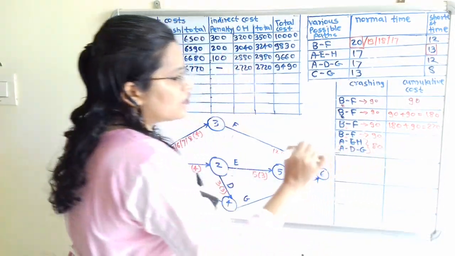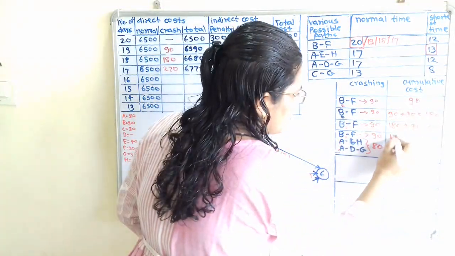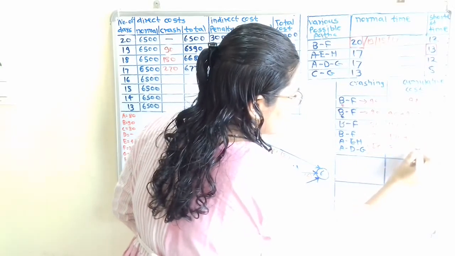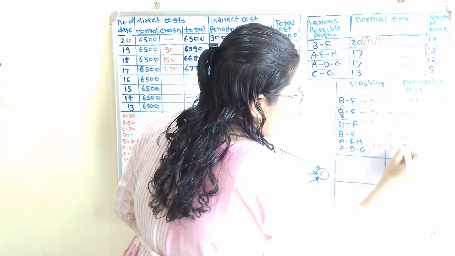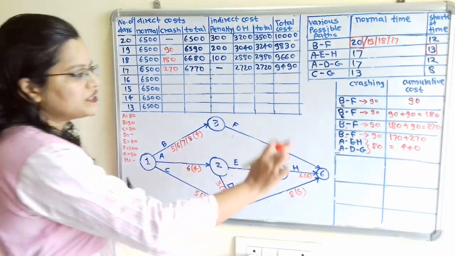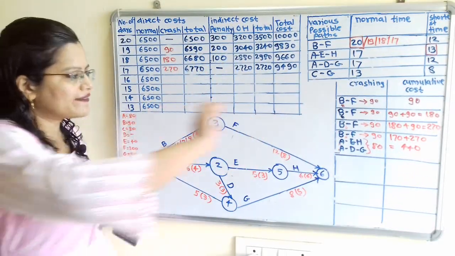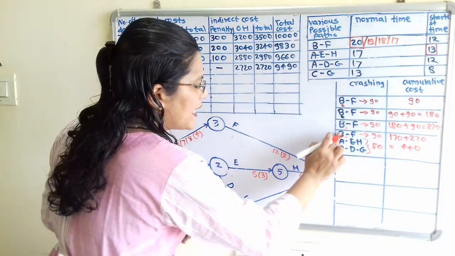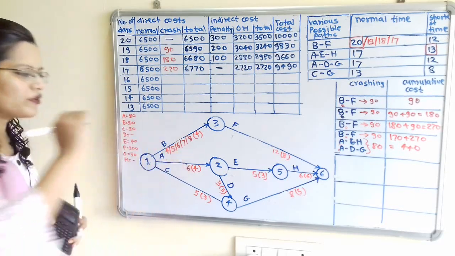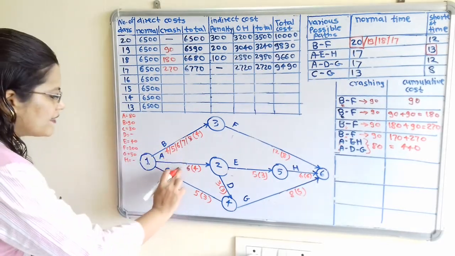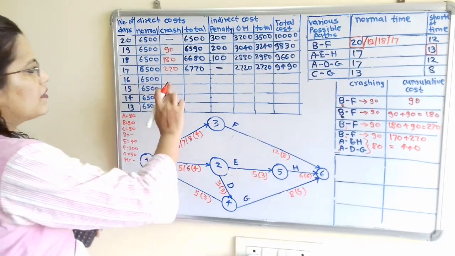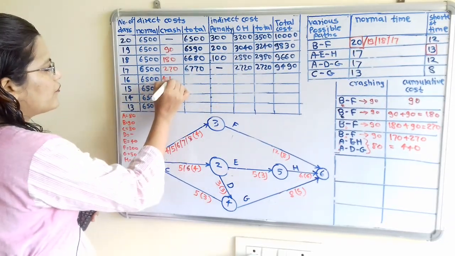So what is the total cost? 90 plus 80, that is 170. Plus previous cost 270. So addition is 440. So here is the first change. Second change, we have to reduce 2 activities because we have selected activity A and activity B. So for B, I will take here reduction for 1 day, that is 4. For activity A, we will reduce here from 6 to 5. And here we have to write this cost 440.